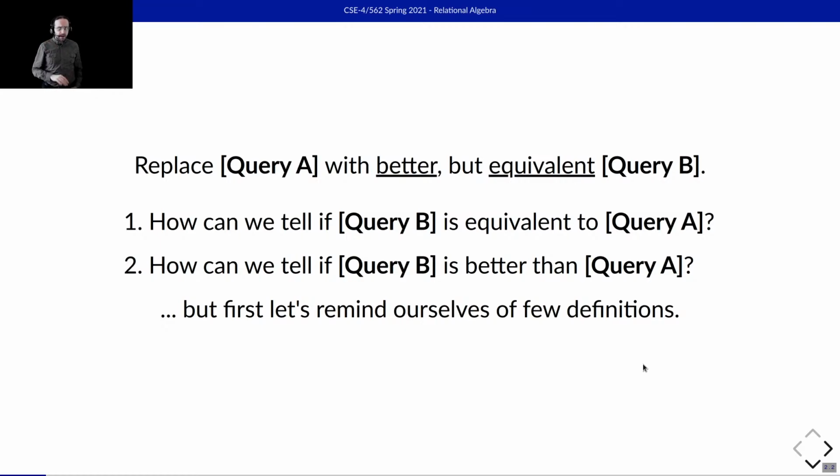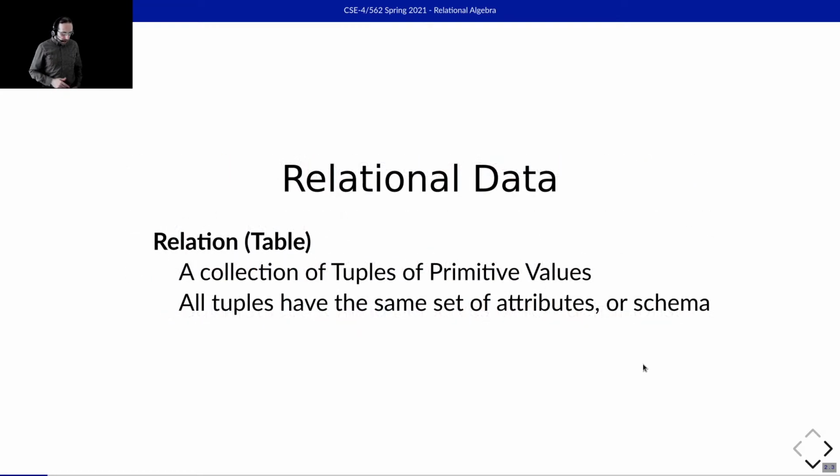But before we get to that, I just want to recap a couple of definitions from last Tuesday. The first of those: I'm going to use the terms relation and table alternatively to refer to a collection of tuples of primitive values. I'm expecting that all of those tuples have exactly the same attribute types, or in other words, schema. It's also customary to give each of those attributes a name, so I'm expecting that all of the tuples have the same names.